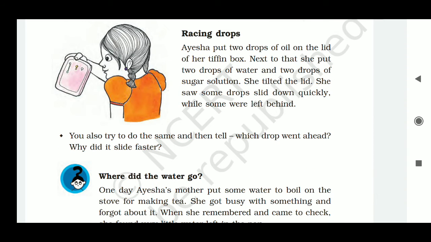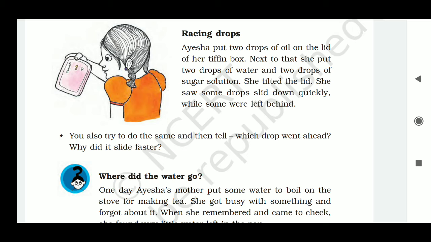Aisha put 2 drops of oil on the lid of her tiffin box. Next to that, she put 2 drops of water and 2 drops of sugar solution. When you look at the picture, you will find a girl who has put 3 different drops: one of water, followed by oil, then the last one is sugar solution.